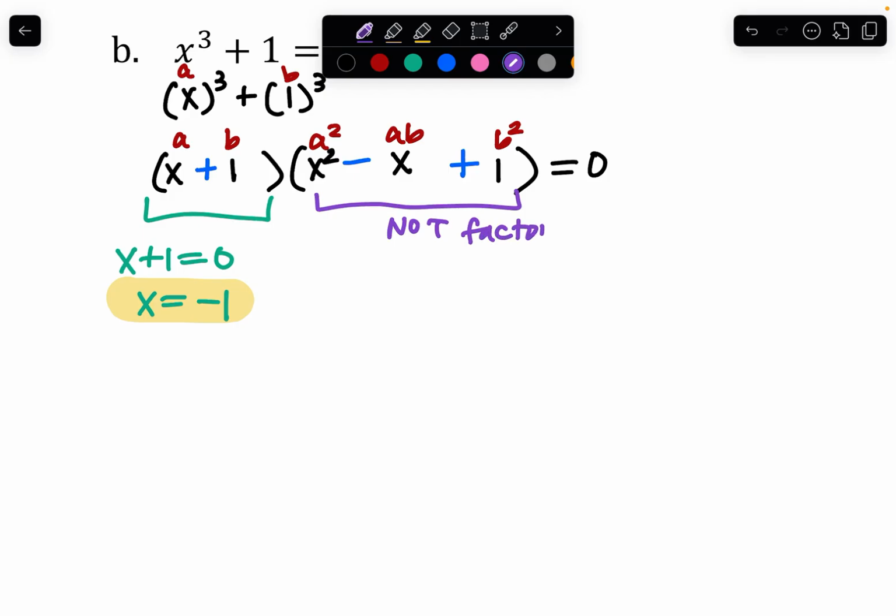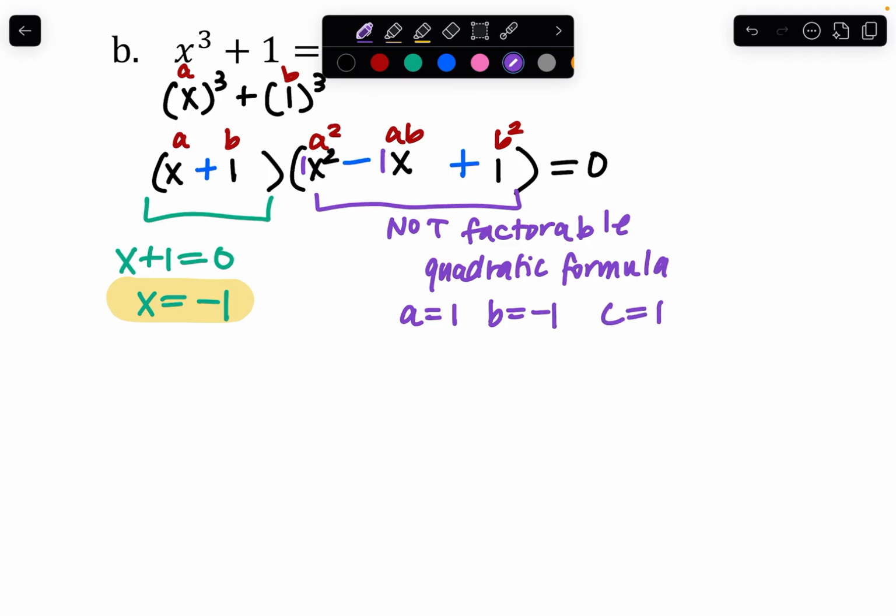And so you either have to complete the square or use the quadratic formula. I like the quadratic formula, especially when your b value is odd. Okay, and so in this case, a is 1, b is negative 1, and c is 1. I'm just identifying our a, b, and c values, not the same a as this.